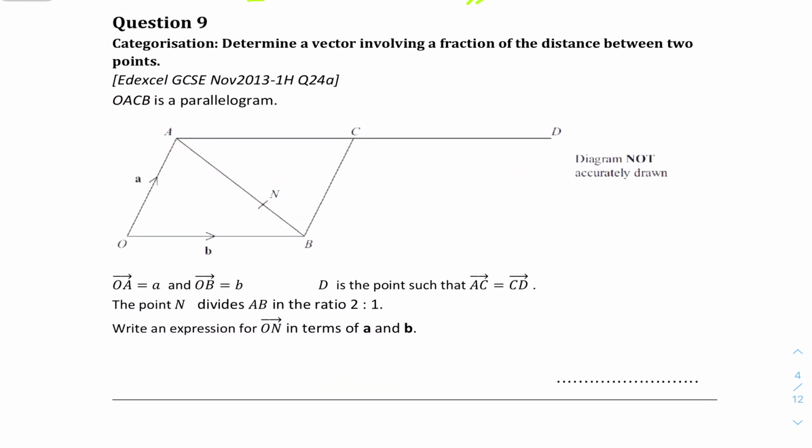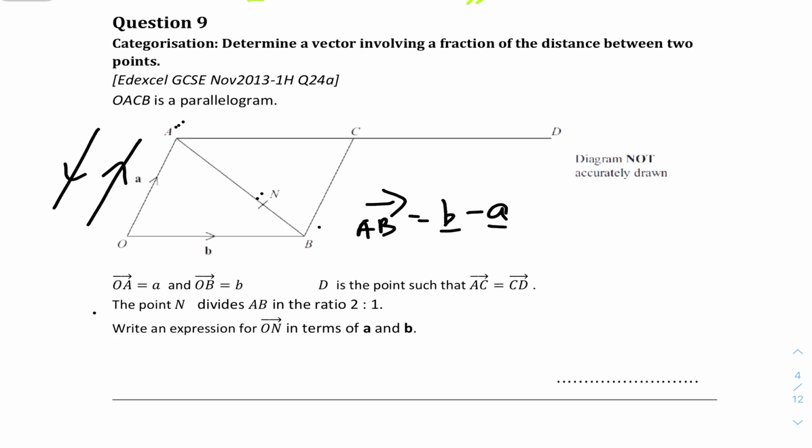And question 9. OACB is a parallelogram. The point N divides AB in the ratio of 2 to 1. Write an expression for ON in terms of a and b. So we can set up a few different measurements here. We know that OA is a and OB is b. That means we have to first find what AB is, then what AN is, right? So AB is equal to b minus a. Because this is a, that means this way is minus a, right?